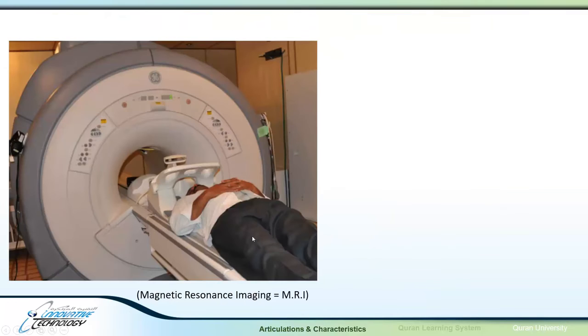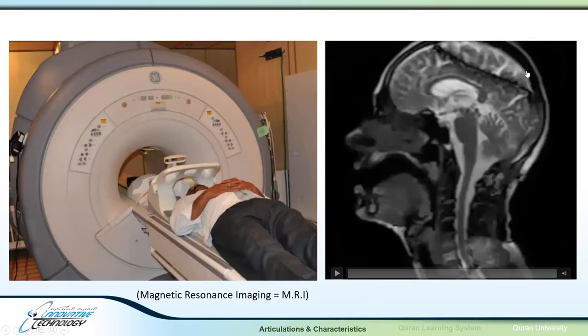We've put a man into the magnetic resonance imaging machine, and we're going to show you the MRI taken of his head, showing the changes that happen in the air pathway as he speaks.